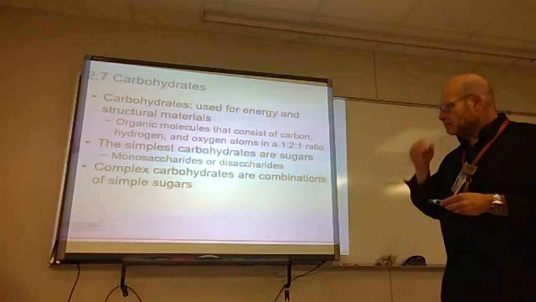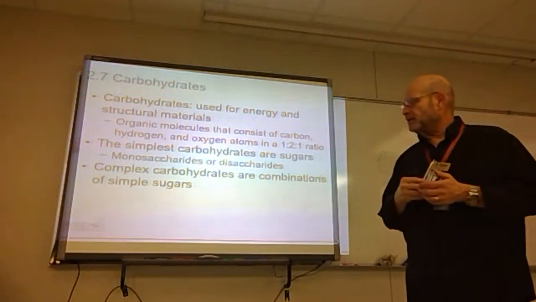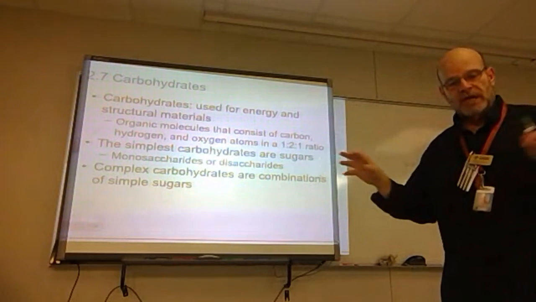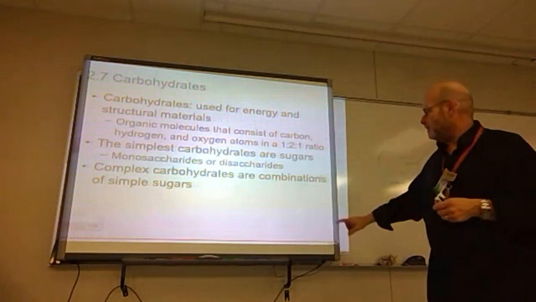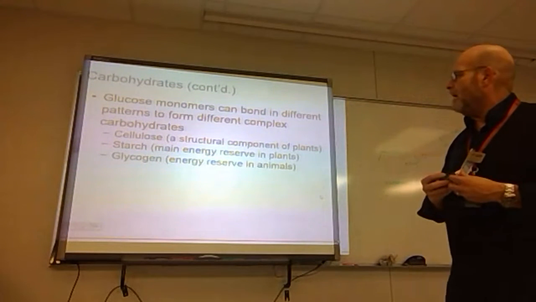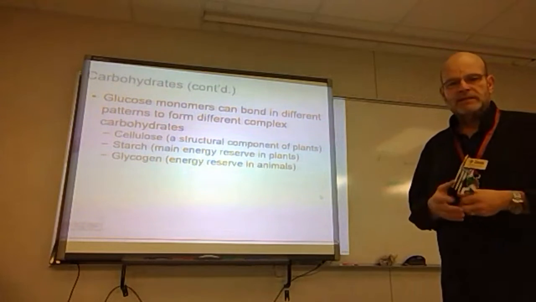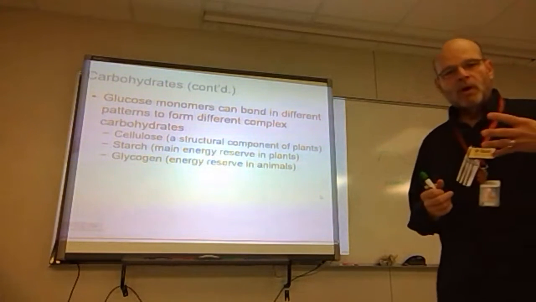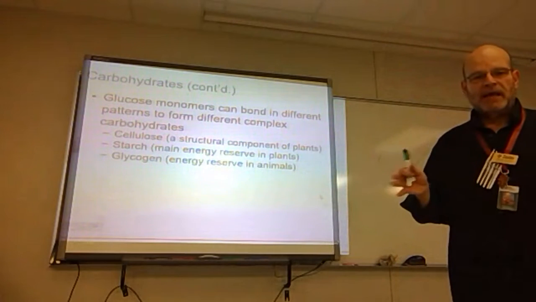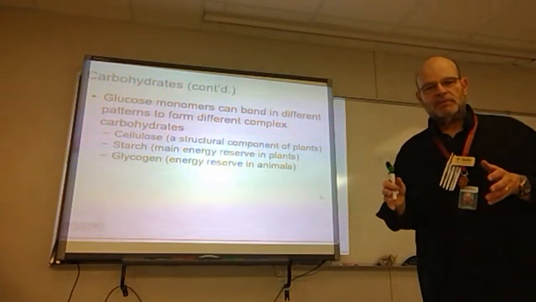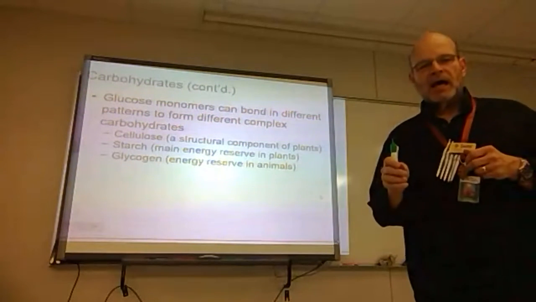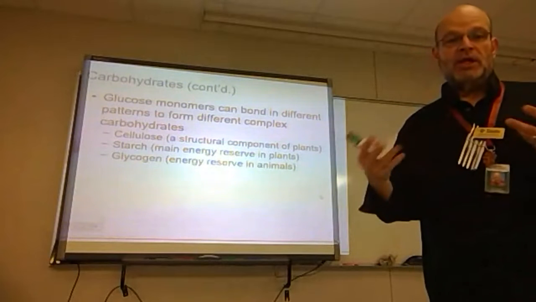Complex carbohydrates, by contrast, are combinations of simple sugars. You take all those simple sugars and put them together into big long chains, and you make a complex carbohydrate. Glucose monomers, for instance, can bond in different patterns to form different complex carbohydrates. There are actually 4 major complex carbohydrates, one of which is not a nutritional substance for human beings. It's found in our diet in a few places, but it's not a product we can use.